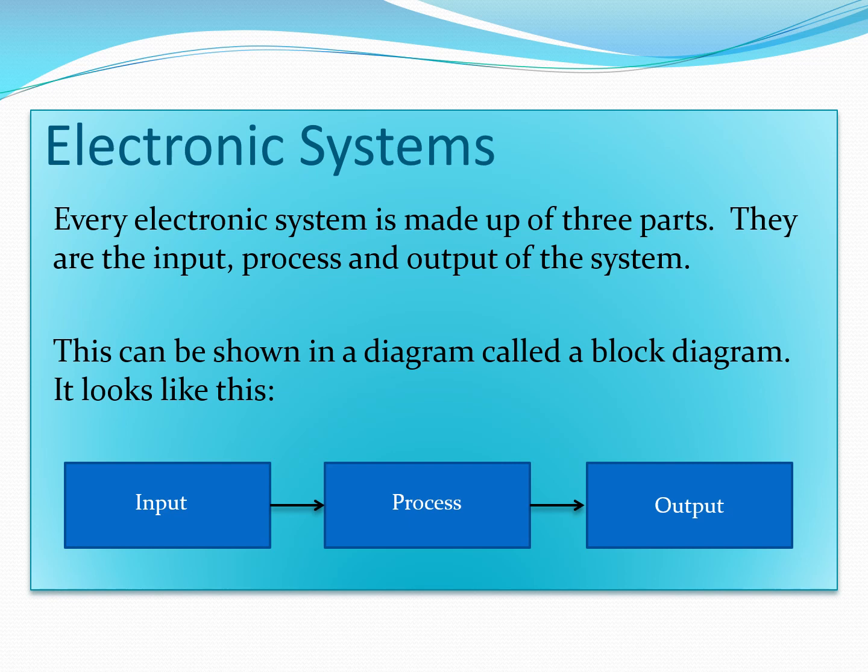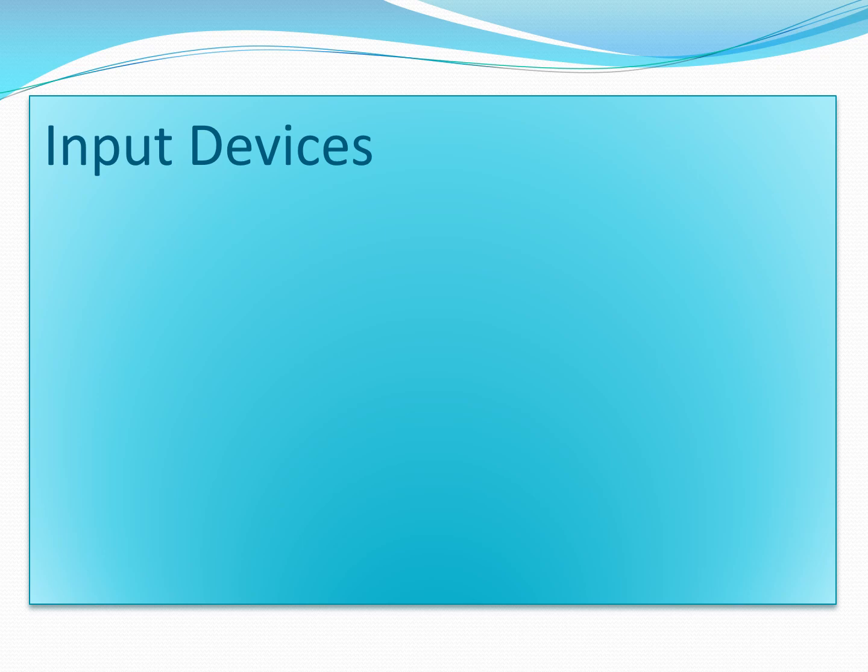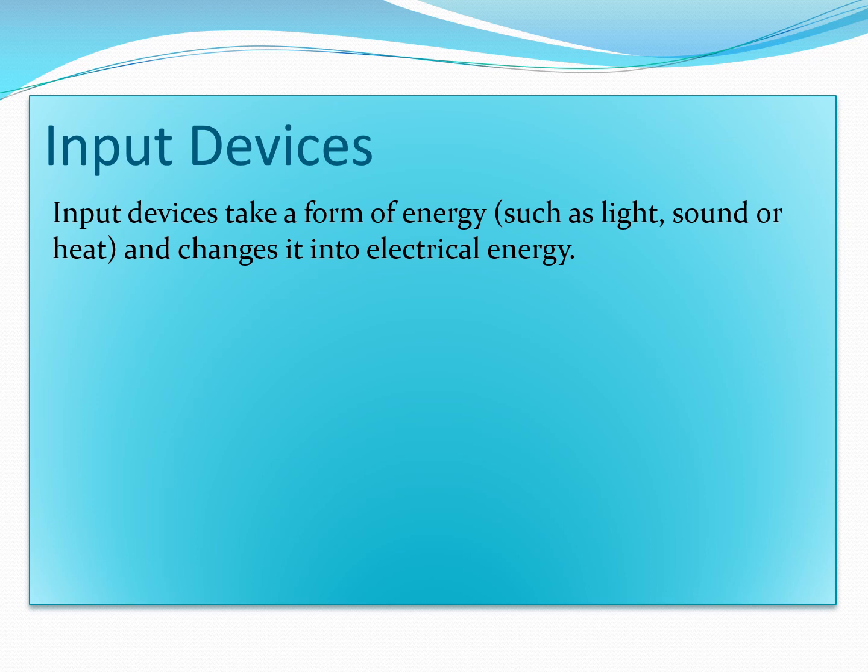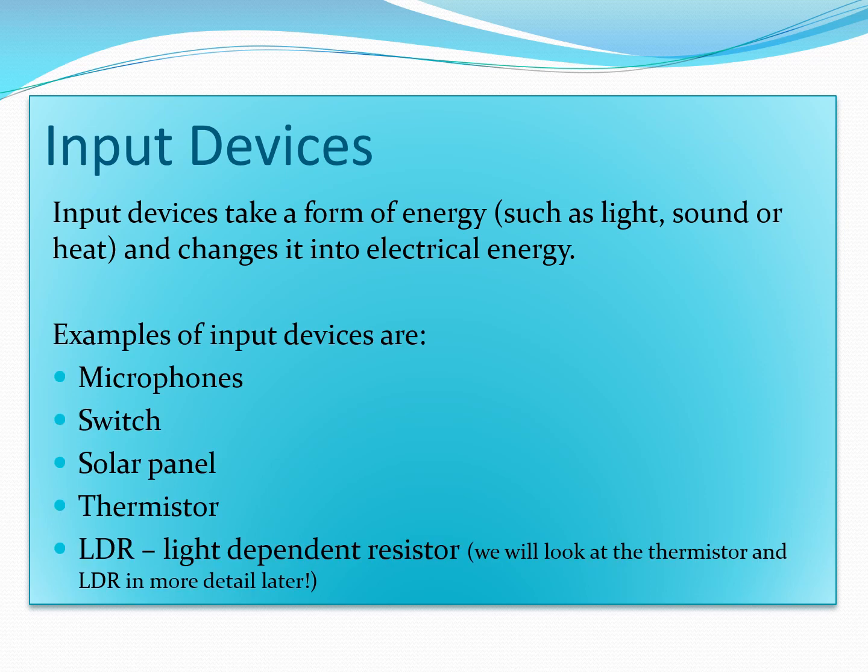What we're going to do now then is have a wee look at those individual three parts in a little bit more detail. Let's start with input devices. There's a whole range of input devices, but what they all do is they take a form of energy, could be any type of energy, light, sound, kinetic, chemical, and they change that into electrical energy. The reason they change it into electrical energy is so that it can be used in a circuit or a computer system. Examples of these are things like microphones and switches.